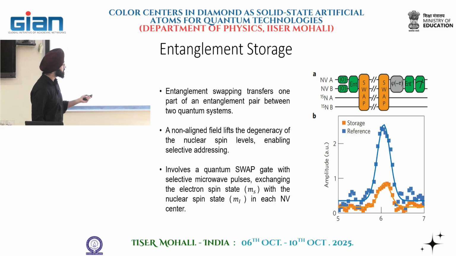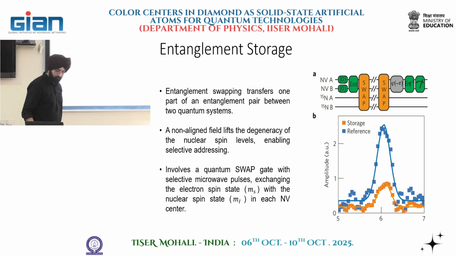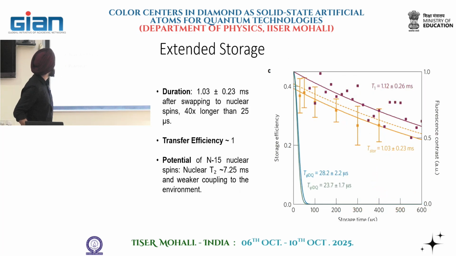The blue line here represents the reference that was not stored, the fidelity of the amplitude of the photon that was not stored, and the orange is the retrieved photon from the NV center. So you can see here a peak in the stored photon as well, which confirms that upon storage, also the coupling between the two NV centers, the entanglement, is preserved. So this is the result of entanglement storage.